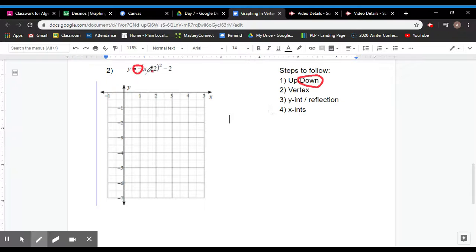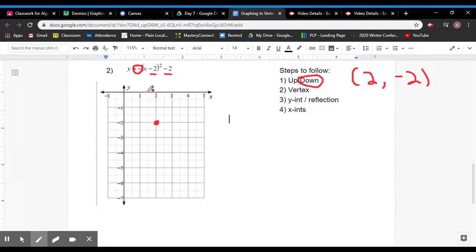The vertex: you look at the number inside the parentheses and the number at the end. The number in the parentheses, you take the opposite of it, and that is your x-coordinate, and then the number at the end is your y-coordinate. So we have a vertex at (2, -2), right here. That is our vertex.